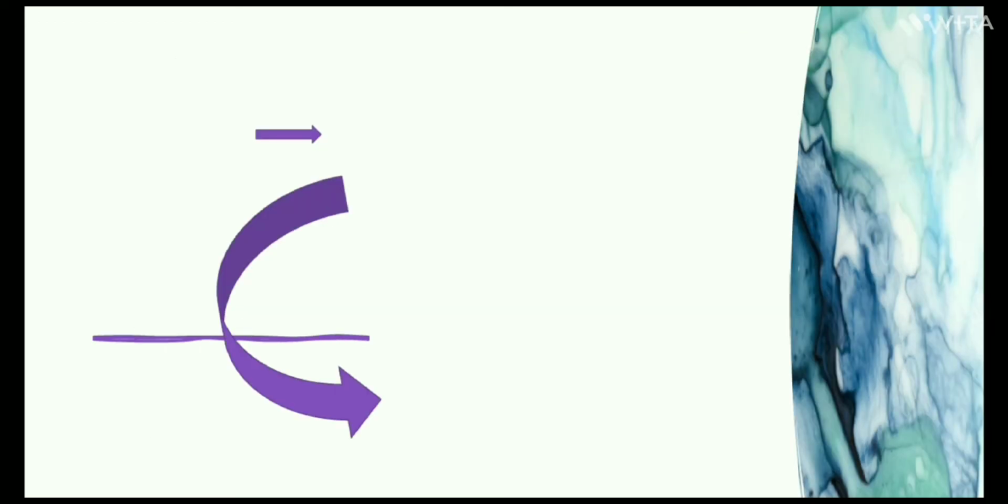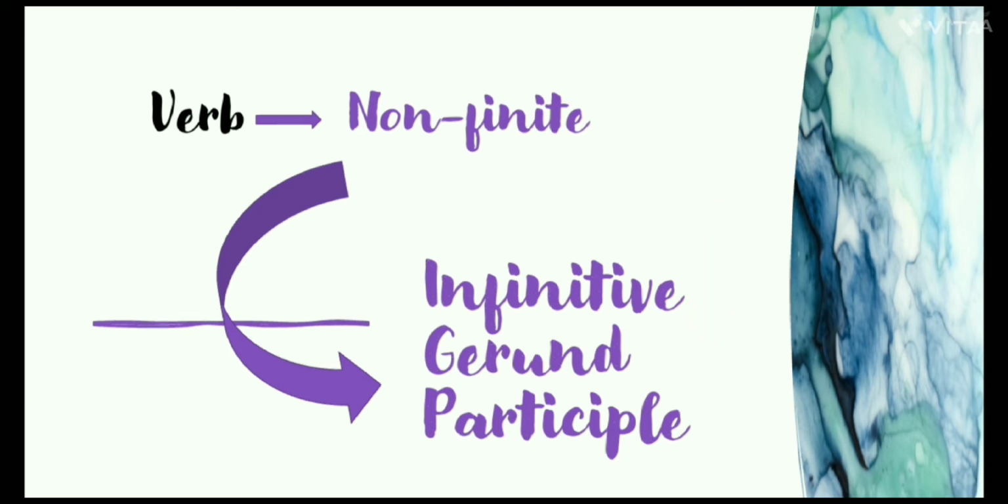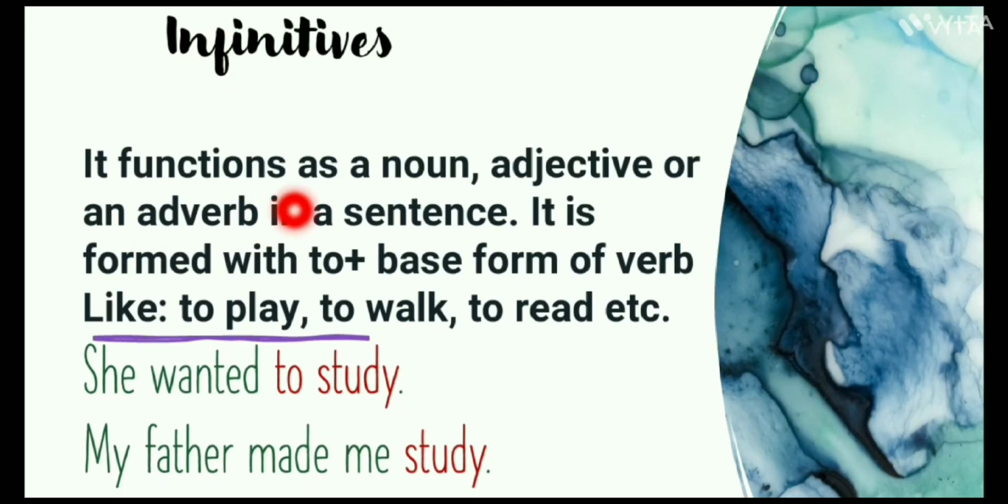Second type of verb is non-finite verb, which is further divided into three types: infinitives, gerund, and participle. Infinitive functions as a noun, adjective, or an adverb in a sentence. It is formed with to plus base form of verb like to play, to walk, to read, etc.